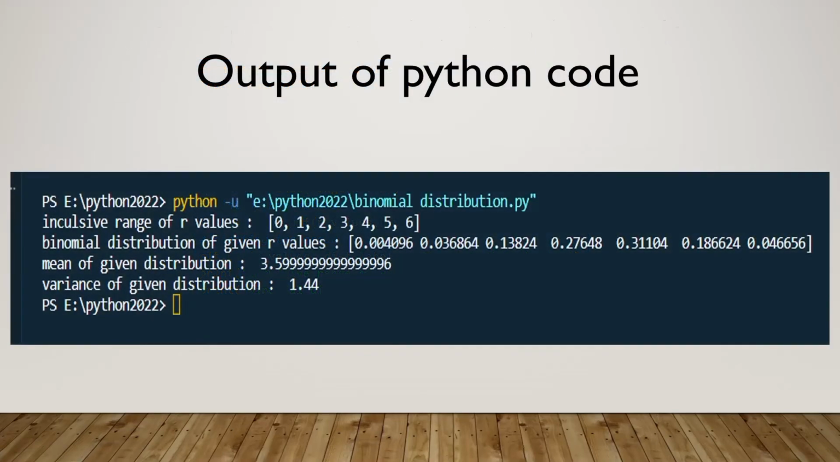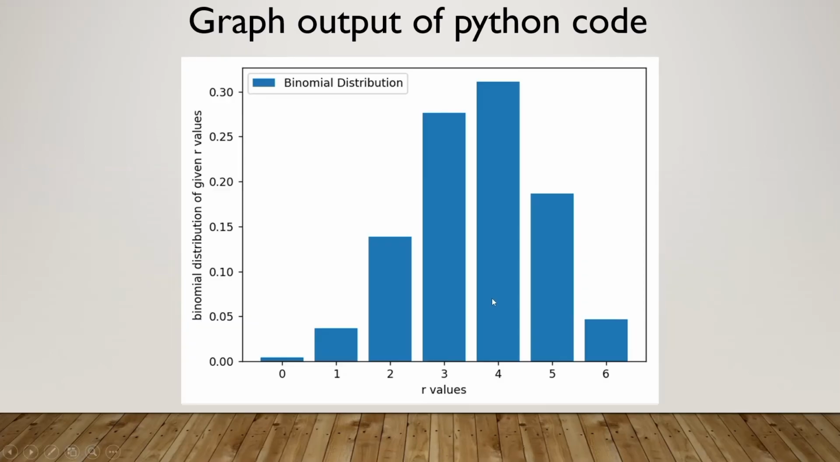The output of the Python code is the inclusive range of r values from 0 to 6, then the binomial distribution of given r values, and then the mean of the given distribution and the variance of the given distribution. This is the graph output of the binomial distribution Python code for the binomial distribution of given r values.